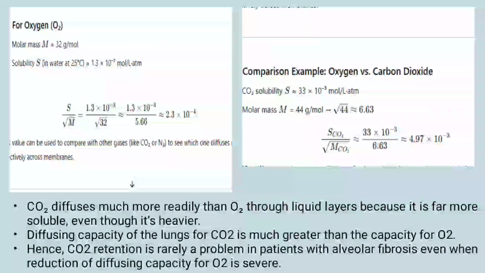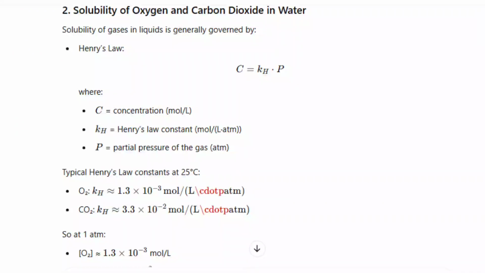Carbon dioxide retention is rarely a problem in patients with alveolar fibrosis, where thickness is increased, even when the reduction of diffusing capacity of oxygen is severe, because its diffusing capacity is much higher. So mild fibrosis cannot alter carbon dioxide transport, but it can severely hamper oxygen transport. So how have we calculated the solubility? That is by Henry's law.